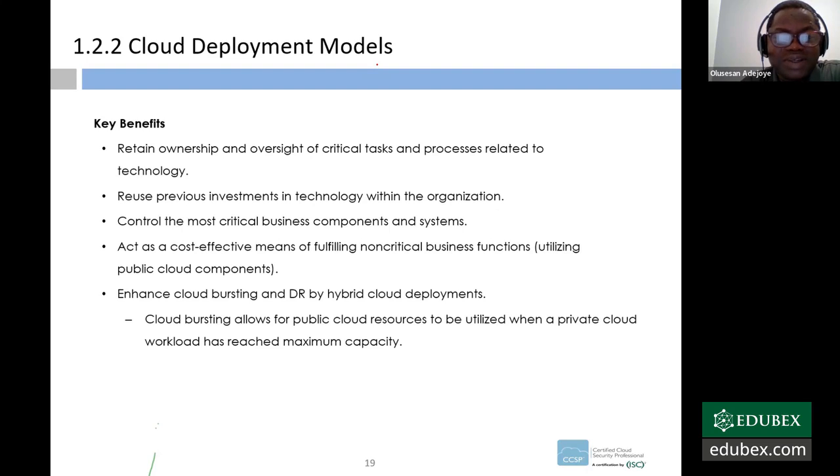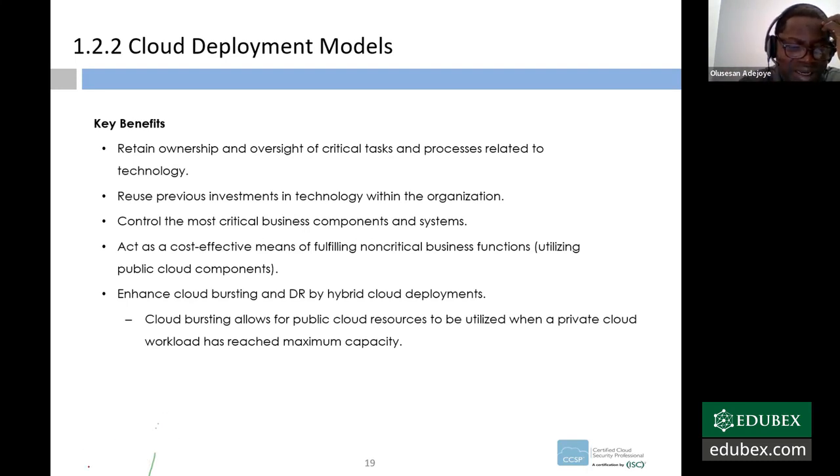All right, you're welcome. So now, retain ownership and oversight of critical tasks. When you want to retain ownership for compliance, you put that on the private cloud. Then control the most critical business components and systems. The hybrid is just to give you two things: you want to take advantage of cost, and you also want to be on the side of the regulators to comply with the regulatory requirements. That's why you adopt the hybrid cloud model.